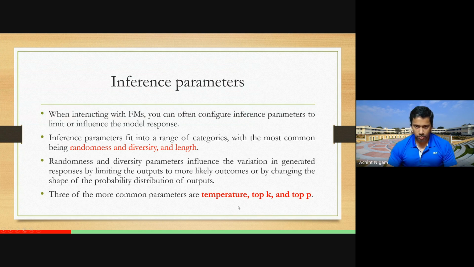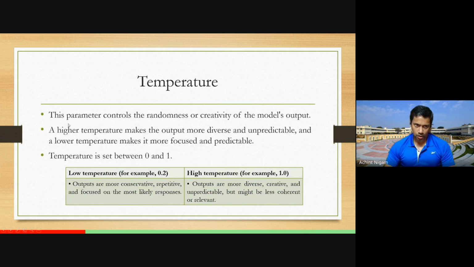So these are the three things, and you see that temperature and top P are also mentioned in that column. Temperature is slightly on the top, and top P is there. So let us see what these are. Coming to temperature, this is one of the inference parameters, and it controls the randomness or creativity of the model's output. Its value is from 0 to 1, right? A higher temperature makes the output more diverse and unpredictable, and a lower temperature makes it more focused and predictable. A value of 0 is a low temperature, in steps of 0.1 or 0.2. At low values, outputs are more conservative, repetitive and focused on the most likely responses. At high values, outputs are more diverse, creative and unpredictable, but might be less coherent or relevant.